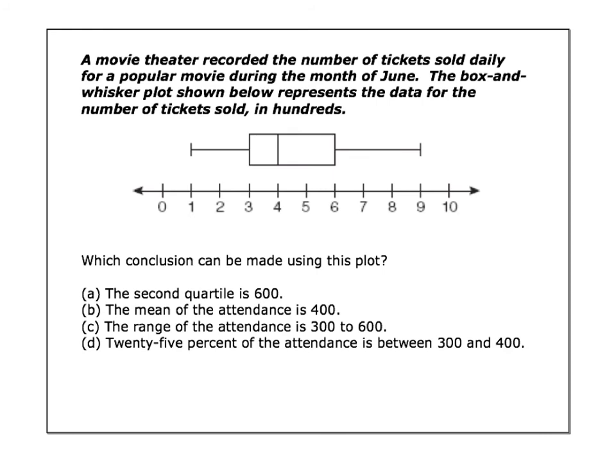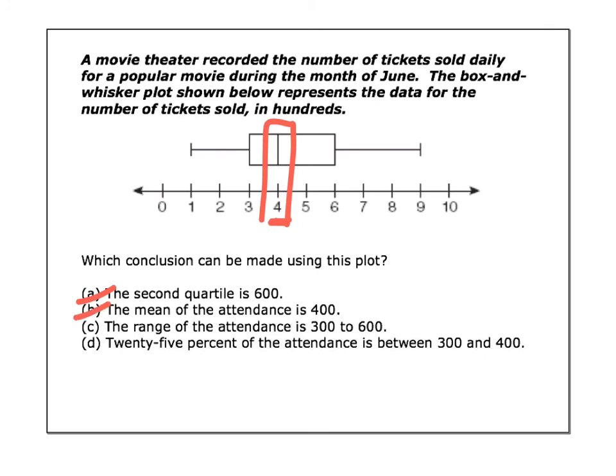A movie theater recorded the number of tickets sold daily for a popular movie during the month of June. The box and whisker plot shown below represents the data for the number of tickets sold in hundreds. Which conclusion can be made using this plot? Part A. The second quartile is 600. It looks like the second quartile is 400. This would be the second quartile right here. So that's not true.